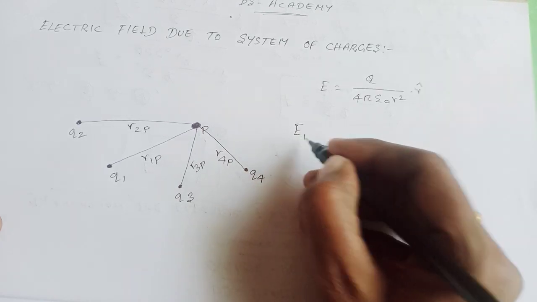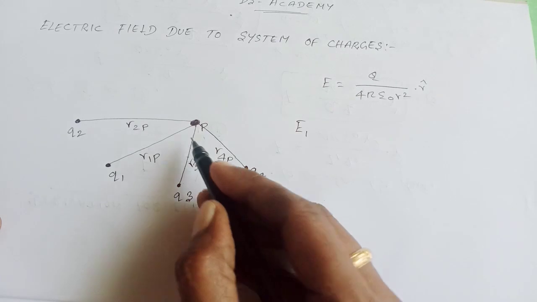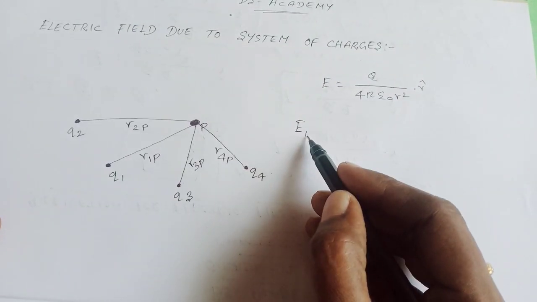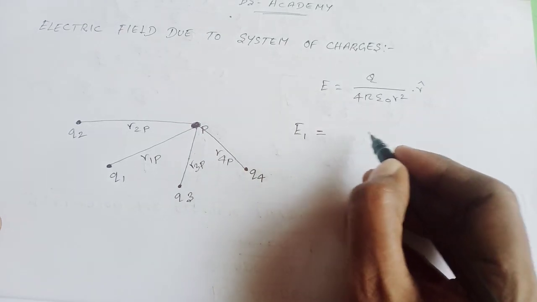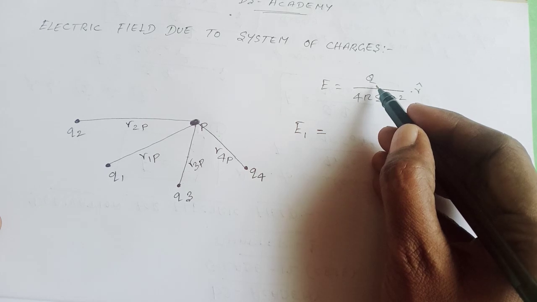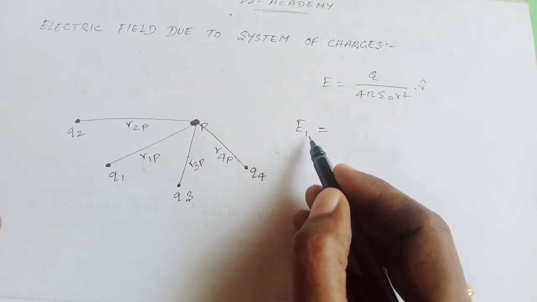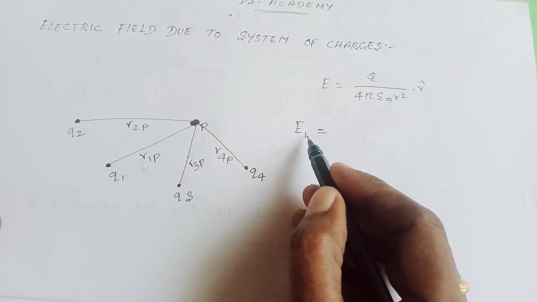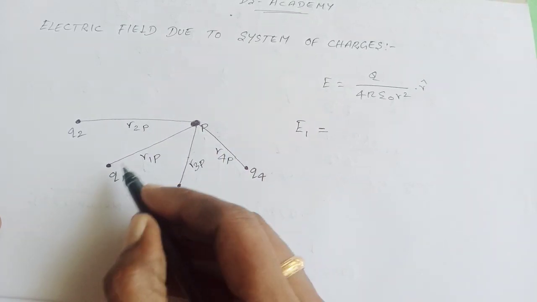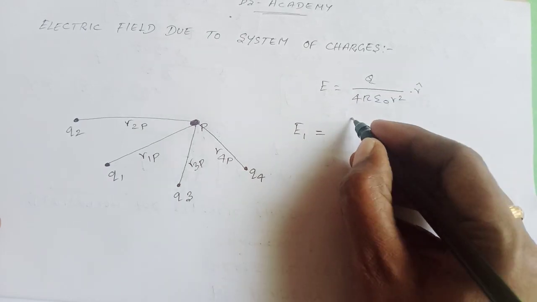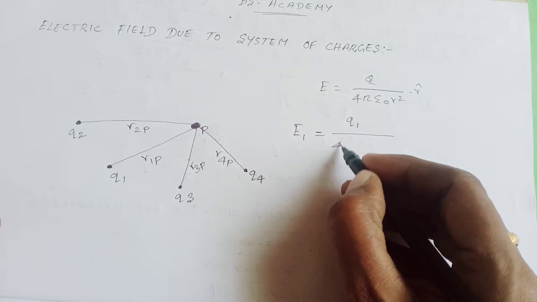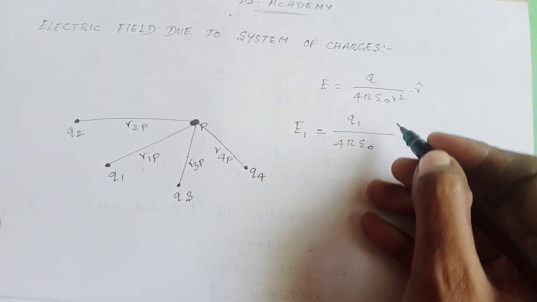So first E1, the electric field at the point P due to the charge q1, is represented as E1. That can be written as, see, instead of capital Q, we can represent here q1, because we are writing the equation for E1, no? This is the electric field at the point P due to the charge q1, right? So instead of capital Q, you can write it as q1. So q1 by 4 pi epsilon naught, then what is r?